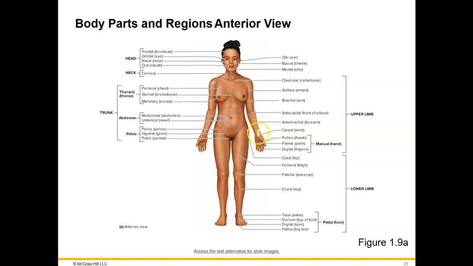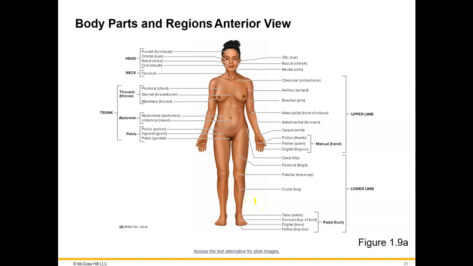The wrist is carpal. The hand is manual. The thumb is the pollex. The palm is called the palmar region. And then the fingers are called digital. The hip is coxal. The thigh is femoral. The kneecap is patellar. And the shin is crural. Crural, kind of hard to say, but that's the shin.